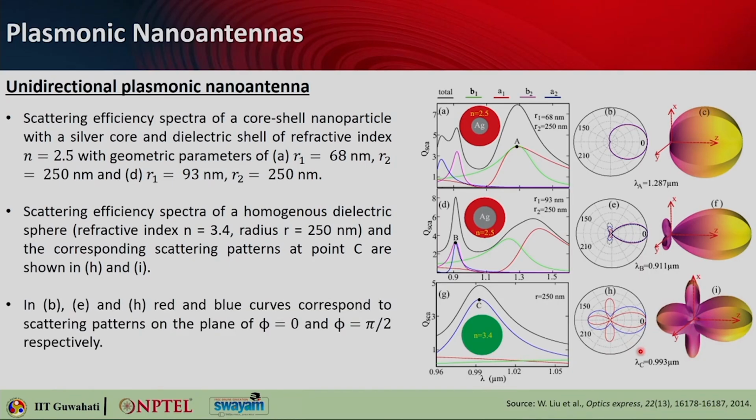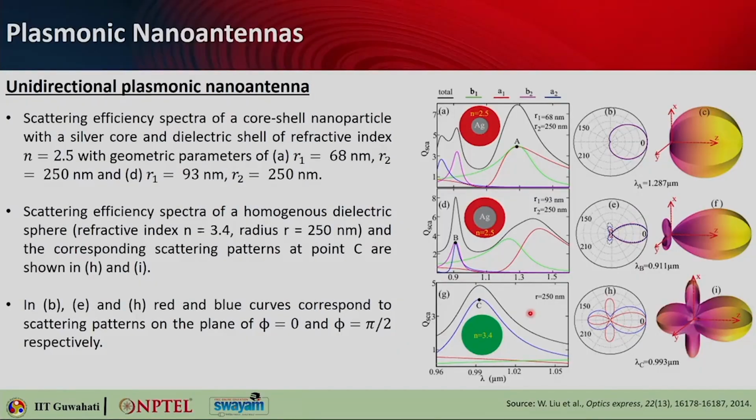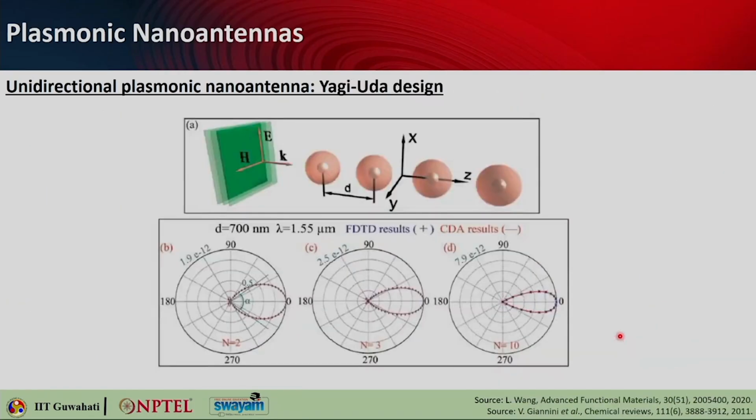So what are the red and the blue curves? The red one shows the plot along phi equals 0, the horizontal cut, and the blue one is along phi equals 90, the vertical cut. You can see that the red and the blue are not overlapping. There is a perfect overlap here, a little bit of mismatch here, and a complete mismatch here, because it is not azimuthally symmetrical.